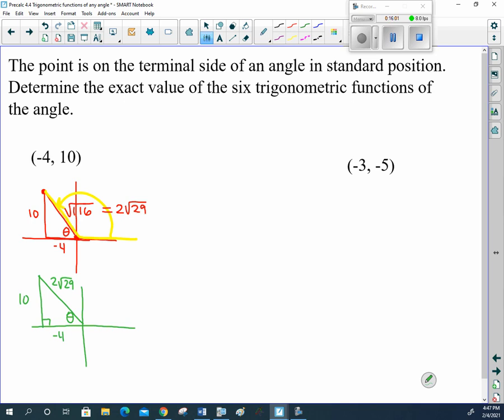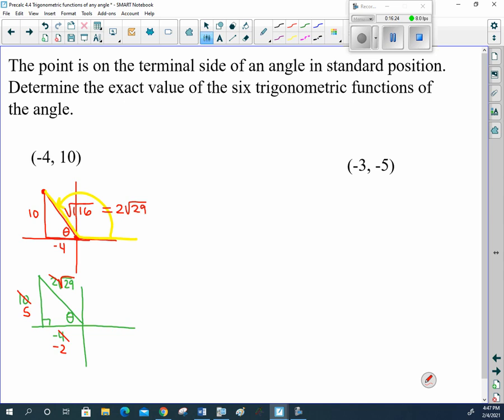All of these lengths in the triangle are divisible by 2. So if you reduce that before you write your 6 trig functions, then you don't have to reduce later. At some point you're always going to have to reduce the fractions, so it's quicker to do it at the beginning. So these all divide by 2. So this would be 5 and negative 2, and then just the square root of 29.